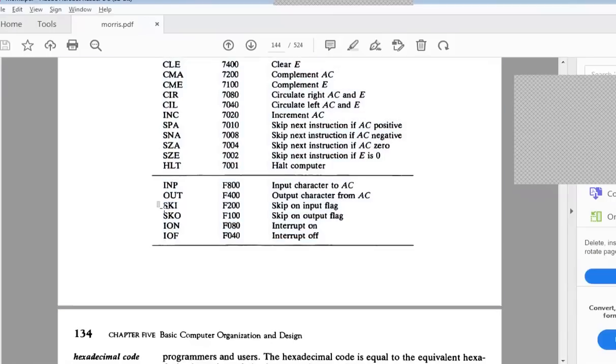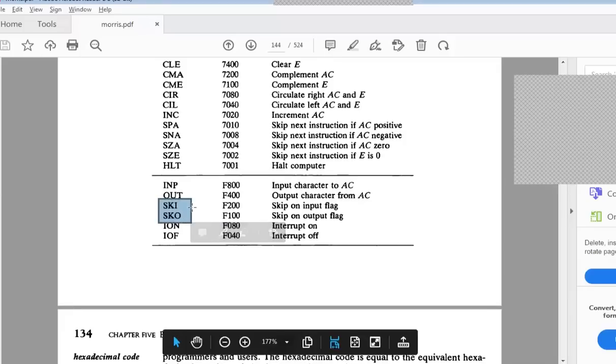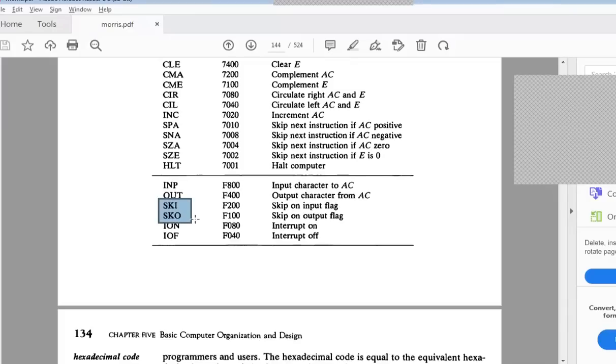Similarly, I'll tell you about the halt instruction later. SKI: there are additional flags available for controlling the input and output. Those are your input flag and output flag. So skip the instruction when the input flag is 1, and skip the instruction when the output flag is 1. We will be using all these instructions.